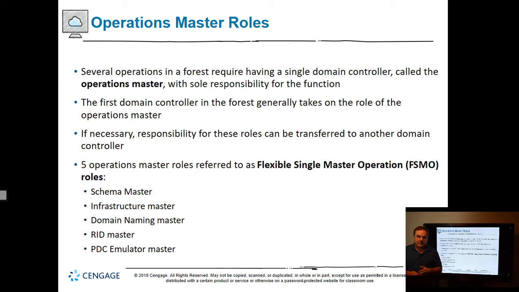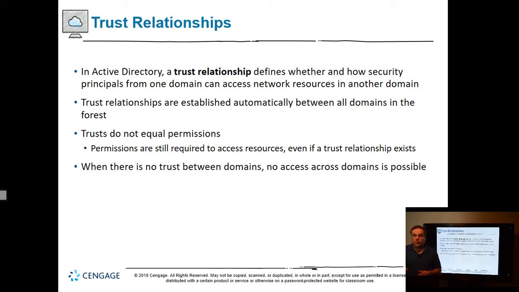Operations master roles. By default, the first domain controller, in our case DC01, is going to get five operations master roles. You're going to get the schema master, infrastructure master, domain naming master, RID master, and the PDC emulator. All these things do things that make Active Directory run. So if you don't have these five roles, even though Active Directory may continue to run for a little while, you won't be able to make any changes to Active Directory. So if one of your servers running those master roles goes down, you have to seize that role on another computer. And we'll be doing that in one of our labs.